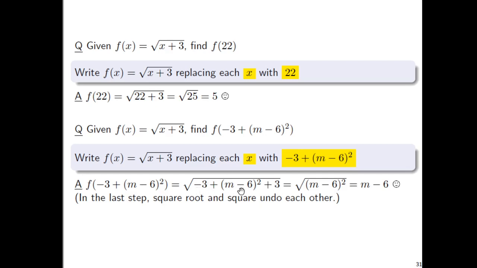The negative 3 and plus 3 will simplify to a 0. So we're going to be left with root m minus 6 quantity squared. The square root and the square power are going to undo each other, and we are just going to be left with m minus 6.